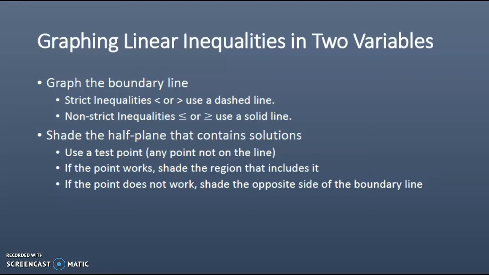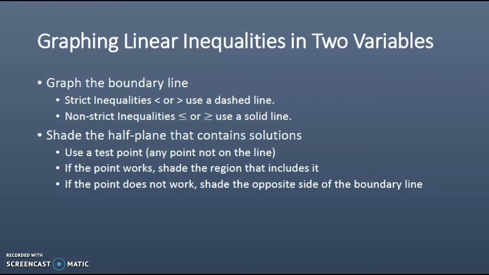Okay, so in general, when we're graphing linear inequalities in two variables, we're doing two things. The first thing is to graph the boundary line. So if you have a strict inequality like less than or greater than, you're using a dashed line or a dotted line. If you have a non-strict inequality like less than or equal to or greater than or equal to, you're using a solid line to show that that line is included in the solution set. Then you're going to shade the half plane that contains the solutions.